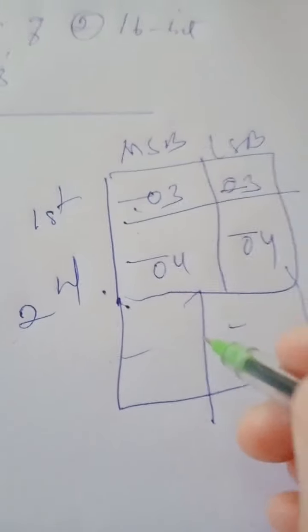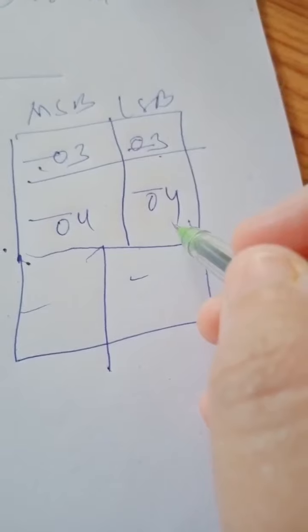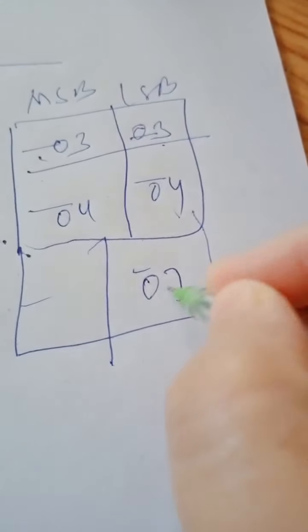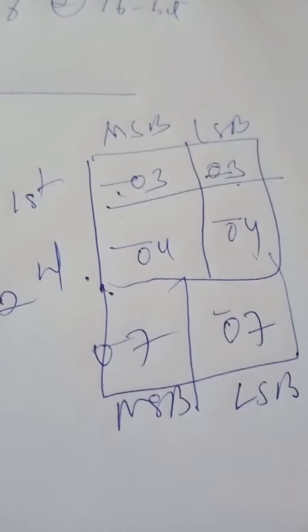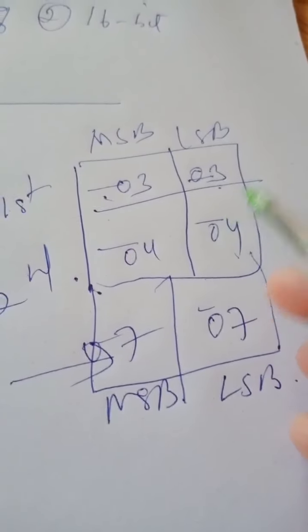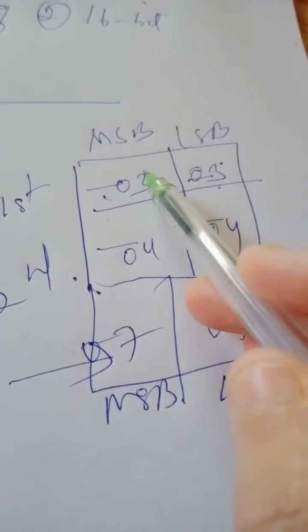Okay, what will be the answer now? 4 plus 3, 7. This is also 7. This is the MSB result, this is the LSB result. Now finally how many memory locations we need here? This will be 50, 51.